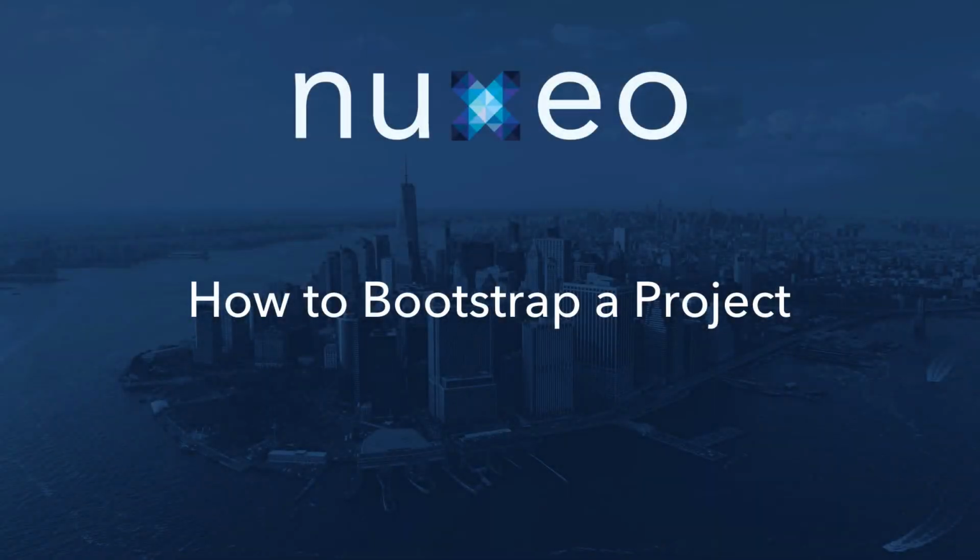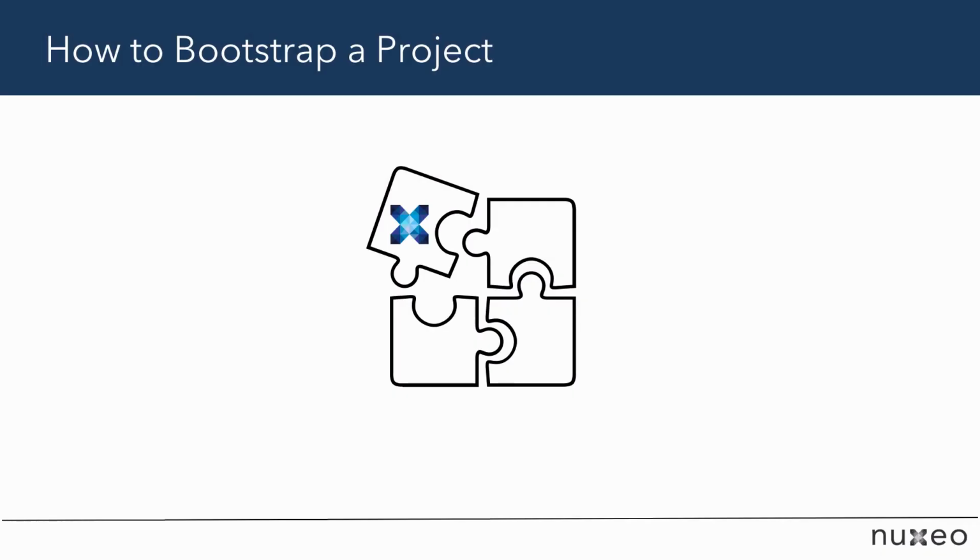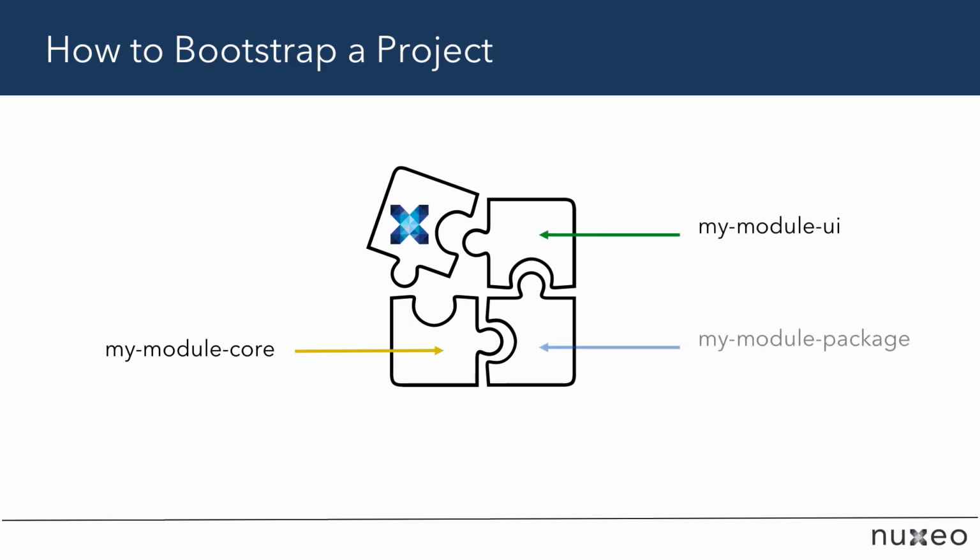Here's a really simple example of how to use Nuxeo CLI. First, run Nuxeo Bootstrap multi-module. It initializes a Maven multi-module project and adds a dedicated module afterward. You can have a module with all your core components, another one for the UI elements, and a last one to package everything as a Nuxeo package.